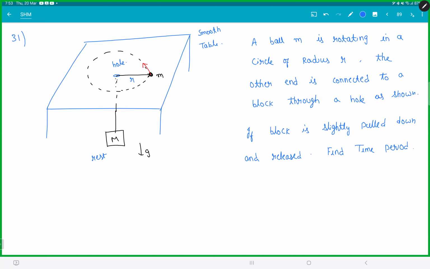If the block goes up too much, then the radius will increase. Means speed will decrease, centrifugal force will decrease, mg will dominate, and the block will come down. So this will just keep on oscillating back and forth. So here it is a fight between centrifugal force and mg.